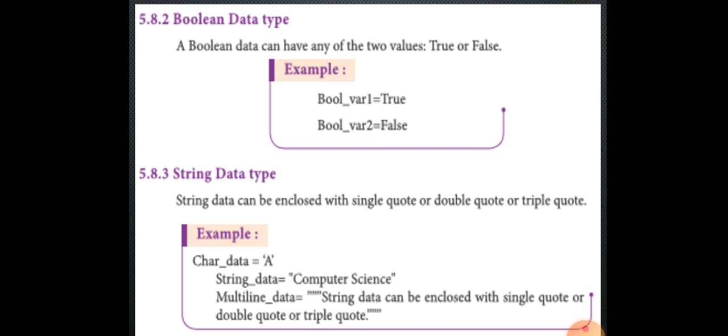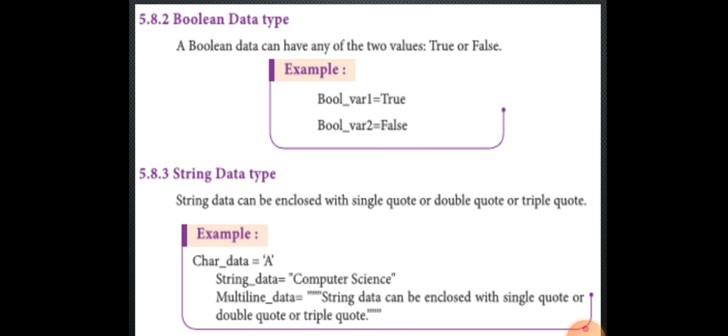Here, one name is bool and another is var1. If you want to combine these two names together, then we can use an underscore. So bool_var1 is equal to true, and then one more variable, bool_var2, is equal to false. Is it clear? So the Boolean data type has only two values, true or false. True means 1, false means 0.